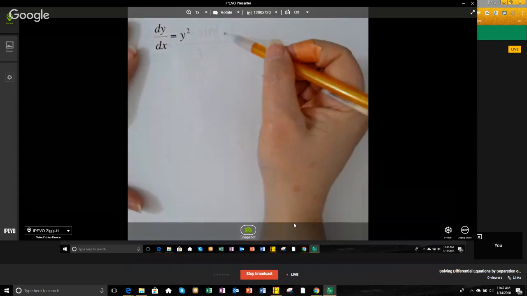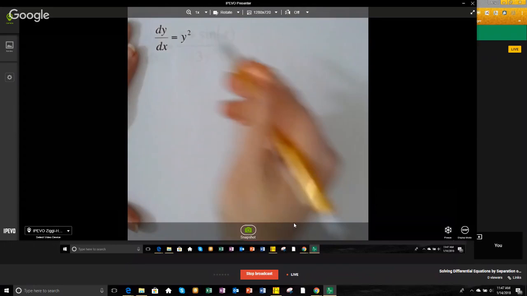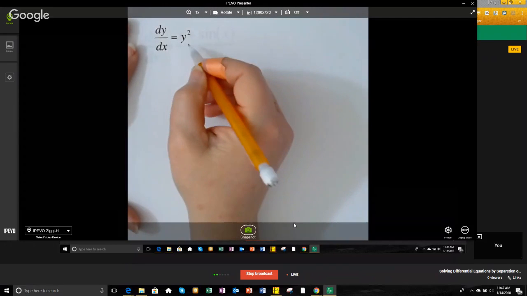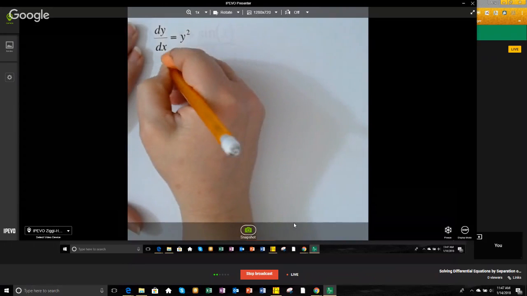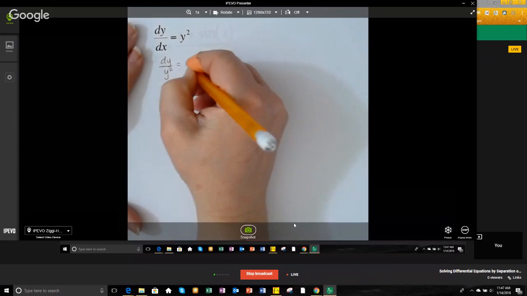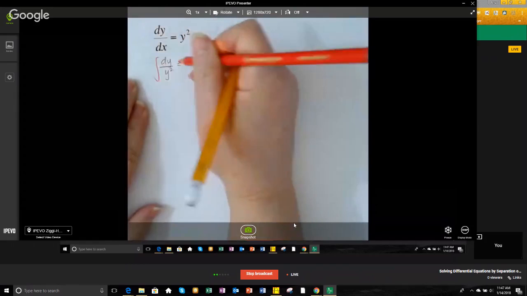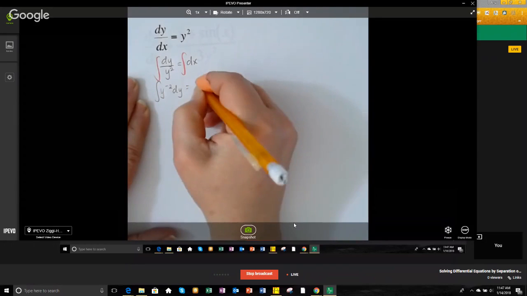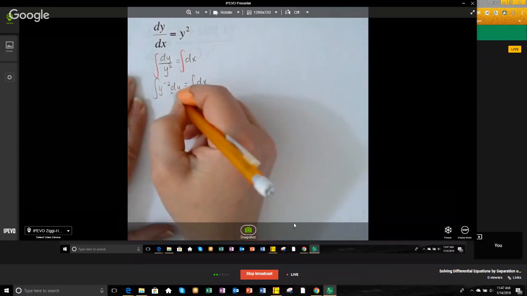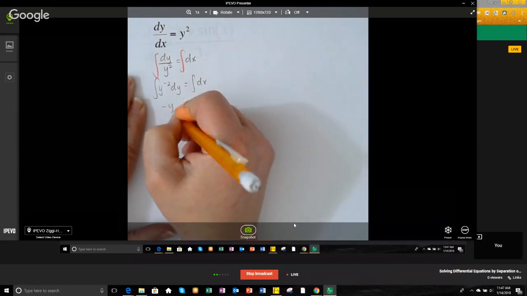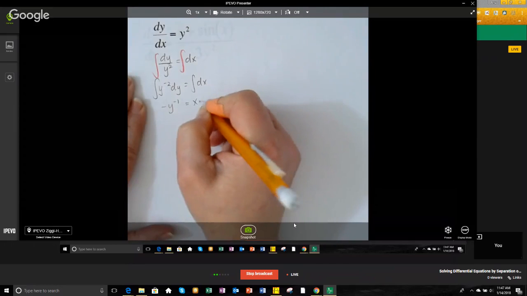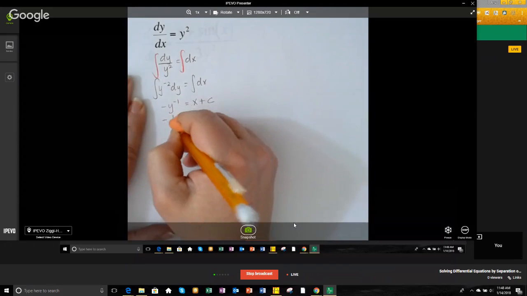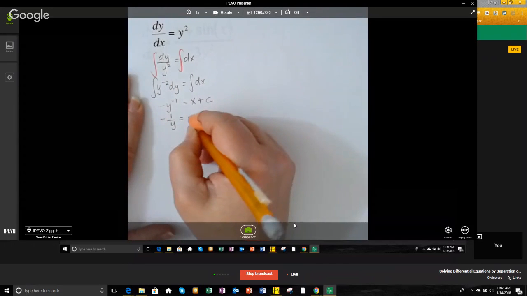y dy/dx equals y squared. I'm going to divide by y squared and multiply by dx. And now I have the variables separated, and I'm going to pull out my magic integral marker. There it is. When I integrate this side, I want to rewrite it as y to the negative 2 dy equals the integral of dx. The antiderivative of this is negative y to the negative 1 equals x plus c, but I can rewrite this as negative 1 over y equals x plus c.